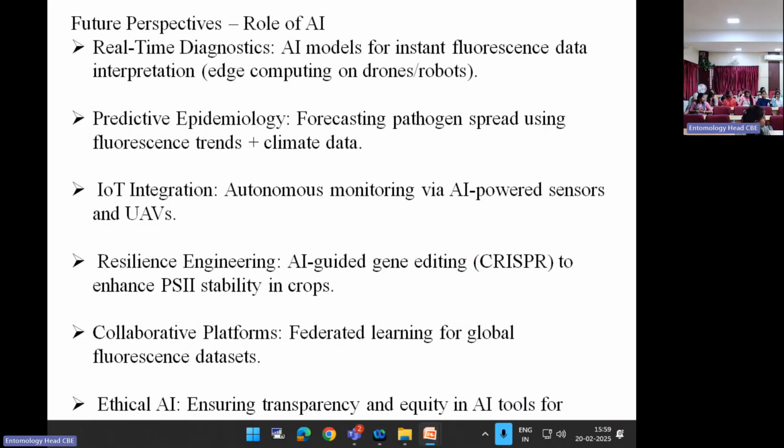And the perspectives are real-time diagnostics, AI models for instant fluorescence data, instantaneous data, then interpretation, and also predictive epidemiology, forecasting pathogen spread using fluorescence trends and climate data, then IoT integration, autonomous monitoring via AI-powered sensors, then resilience engineering, everything is AI guided, of course. Then I connect this with molecular biology and biotechnology here. Then collaborative platforms, federated learning, then ethics, of course, there is ethics involved in this. Whenever you use AI, you have to be very careful to be ethically correct.